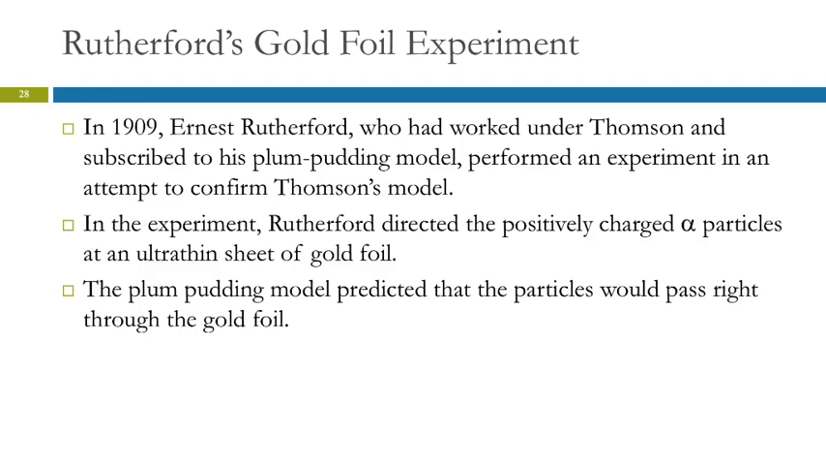So Rutherford was a student of Thomson's, and he set out to test this plum pudding model, and he was trying to prove that it was correct. So he did an experiment where he took positively charged alpha particles and directed them at a very, very thin sheet of gold foil. Now, the plum pudding model would predict that those particles would go straight through the gold foil because it's just a region of positive charge with these little tiny electrons in it.